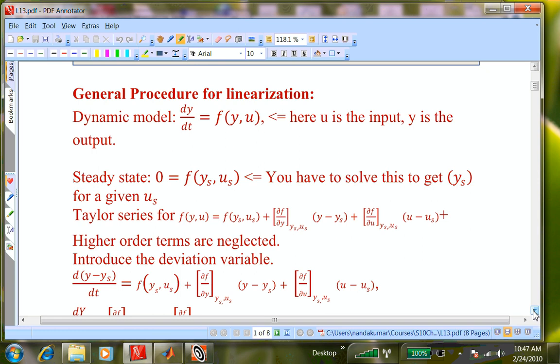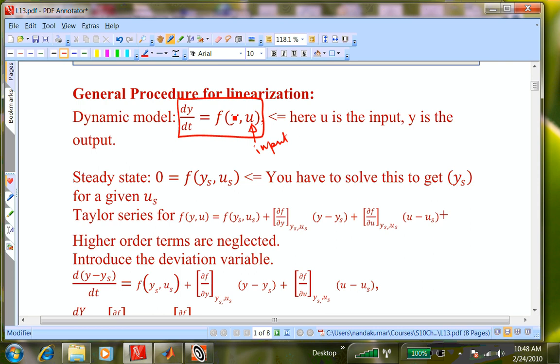So the general procedure for linearization is the following. You are given a nonlinear equation, represented in this form: dy/dt equals some function f of y and u. This is a dynamical system. t is the independent variable, y is a dependent variable, and u here is the input. Y is sometimes called a state variable, sometimes it is directly related to the output variable. So we are trying to develop a relationship between the input u and the output y, or in some cases the output could be represented by a different symbol. This is the starting point.